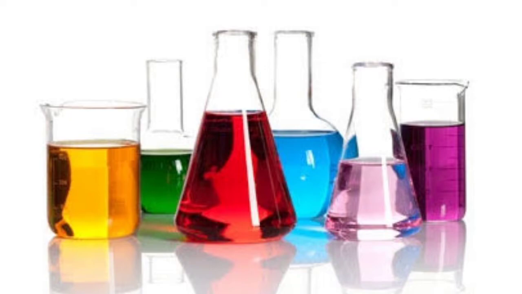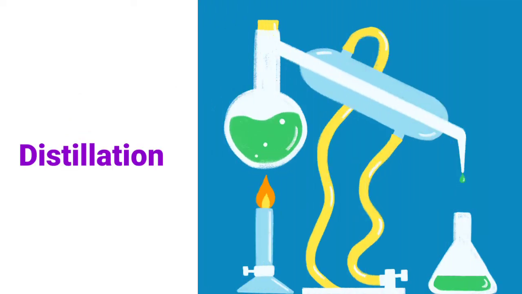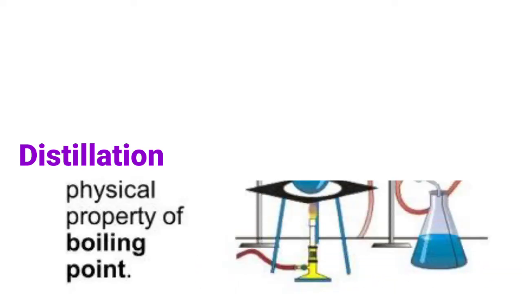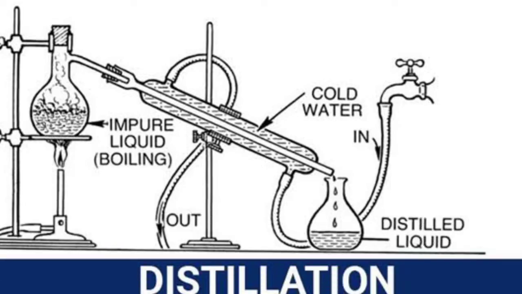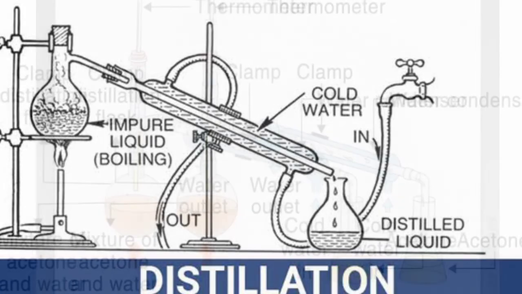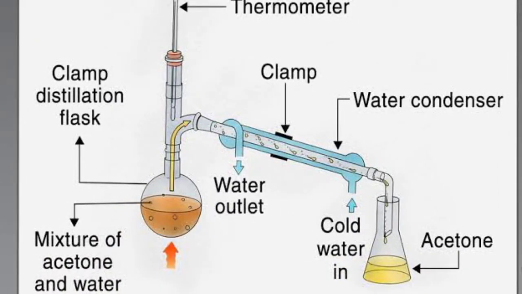Now the question is, how can we separate a mixture of two miscible liquids? The method is known as distillation. Distillation is used for separation of components of a mixture containing two miscible liquids that boil without decomposition and have sufficient difference in their boiling points. In this process, a liquid is converted into vapor that is subsequently condensed back to liquid form. You can separate acetone and water from their mixture.